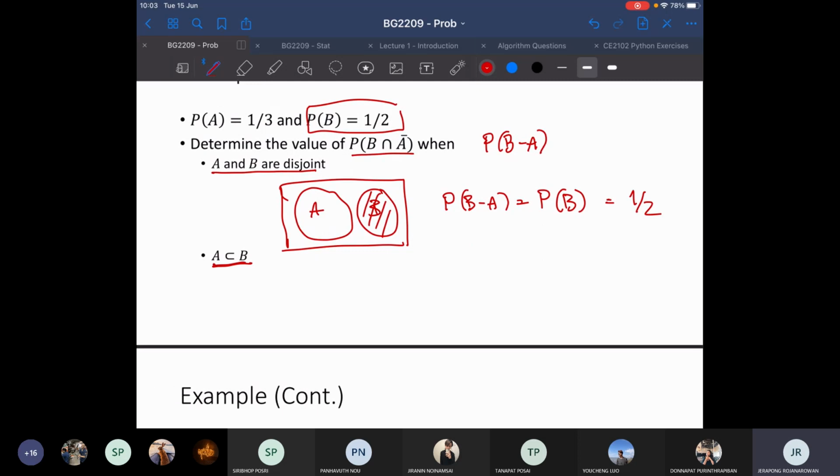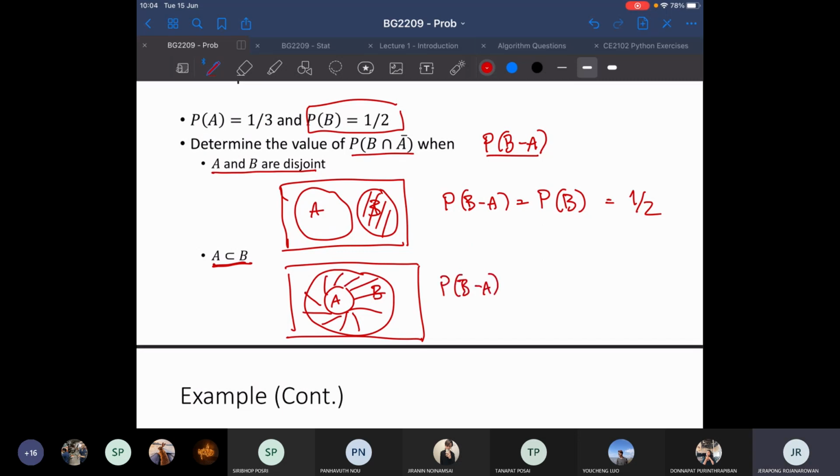Now, what about when A is a subset of B? A is gonna be inside B. If you want P(B minus A), where is it? It's gonna be this part, right? According to the figure, P(B minus A) is P(B) minus P(A). So P(B) is 1 over 2 minus P(A), which is 1 over 3. So I think it's 1 over 6. Okay, that's P(B minus A).